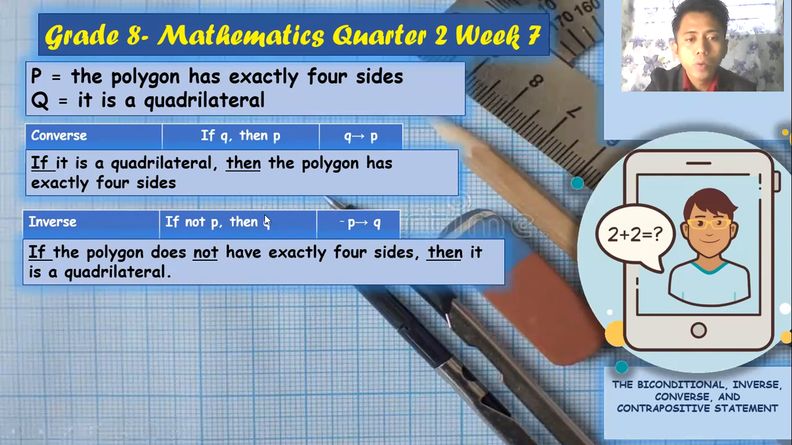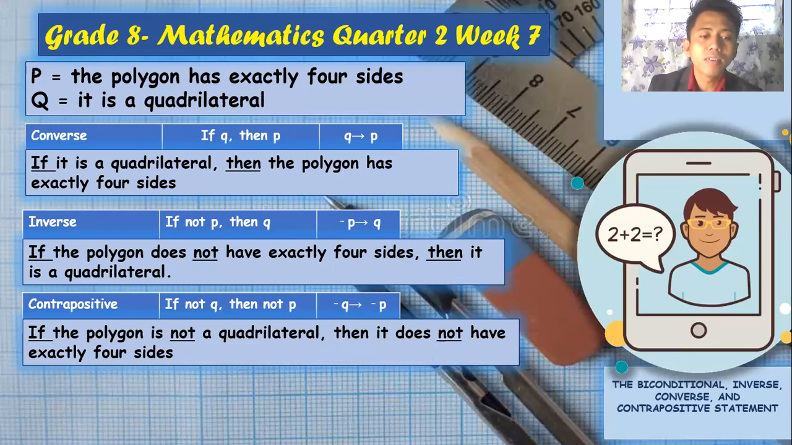So we have then the word then here, then Q. What is our Q? It is a quadrilateral. So by following the inverse pattern, we can now conclude that our inverse statement is if the polygon does not have exactly 4 sides, then it is a quadrilateral. So that is the inverse statement. So now let's proceed with the contrapositive statement.